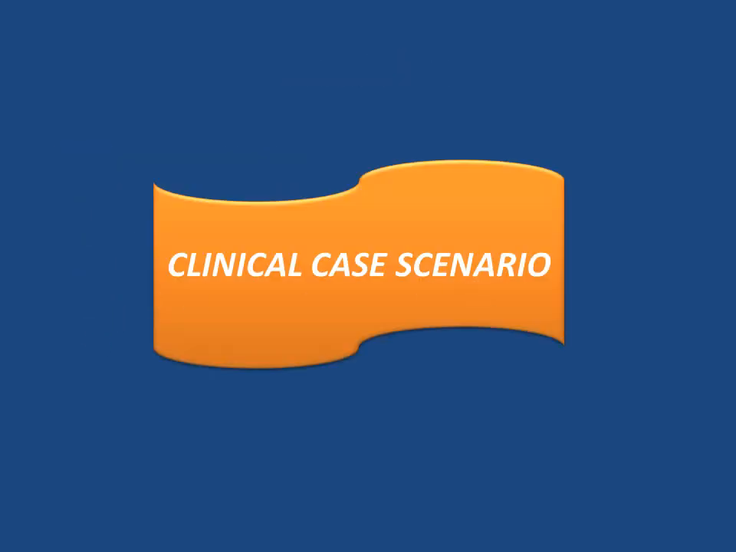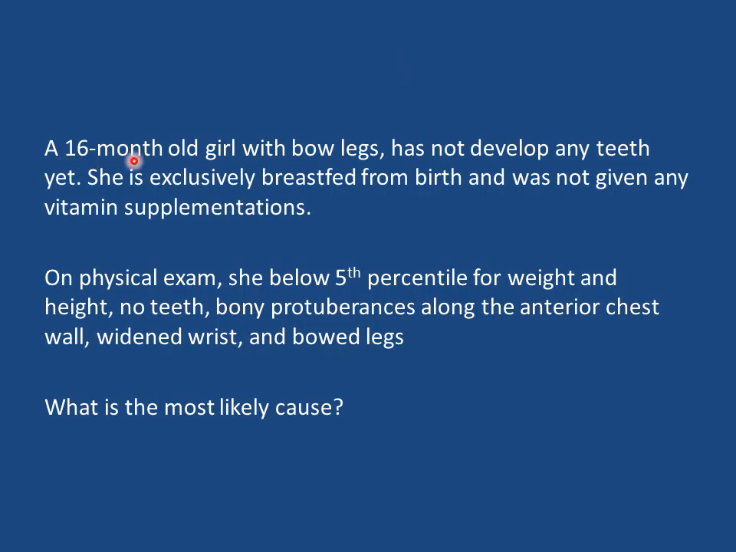Let's take another case scenario. A 16-month-old girl with bow legs has not developed any teeth yet. She is exclusively breastfed from birth and was not given any vitamin supplementation. On physical examination, she is below the 50th percentile for weight and height, no teeth. She has bony protuberances along the anterior chest wall, widened wrist and bowed legs. What is the most likely cause?